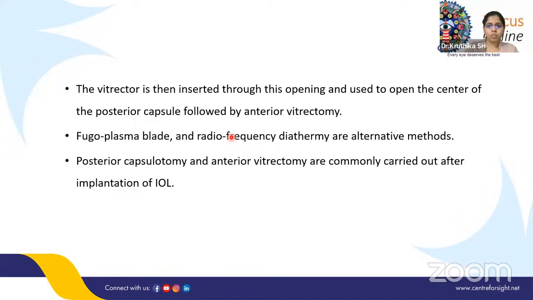Alternative methods to make the posterior capsular excess instead of a vitrector are the fugo plasma blade and radiofrequency diathermy. Posterior capsulotomy and anterior vitrectomy are commonly carried out after implantation of the IOL when we go through the posterior segment approach.